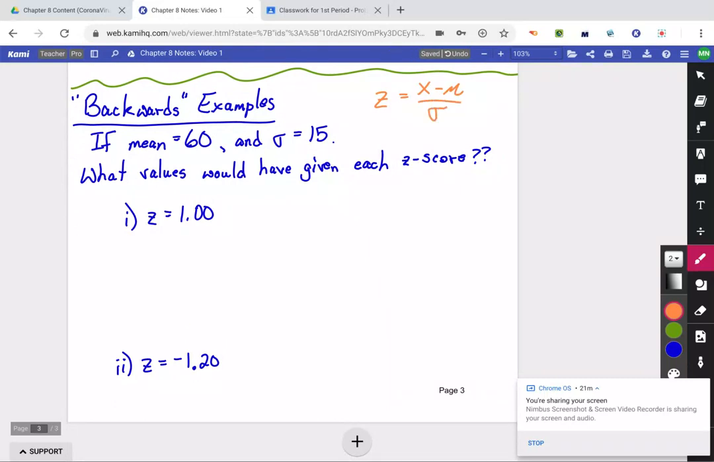Okay, so for the first question, what x value gives you a z-score of exactly 1? I chose this example because I think you should know the answer right away. Right? If the mean is 60 and the standard deviation is 15, that means a z-score of 1 meant that you went up exactly 15 and got 75. So this answer is x equals 75. You can do it that way. If the z-score is exactly an integer, it's a piece of cake.